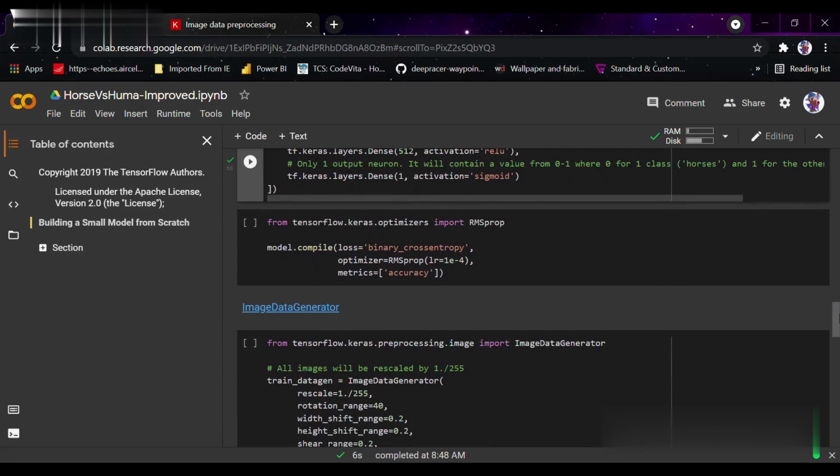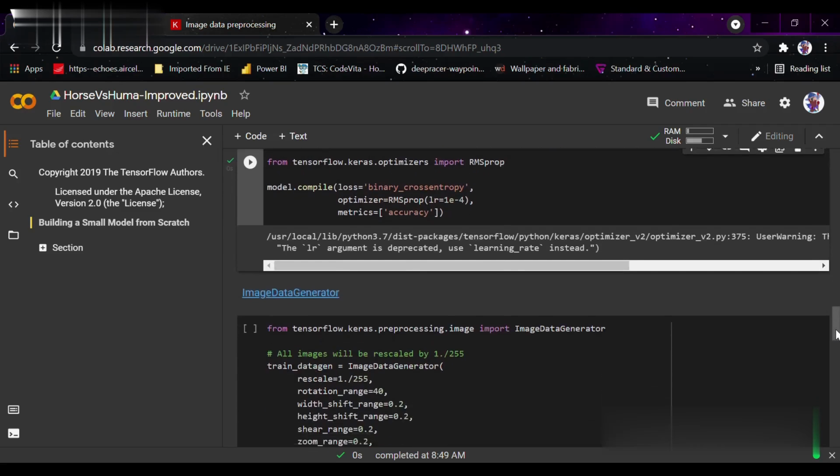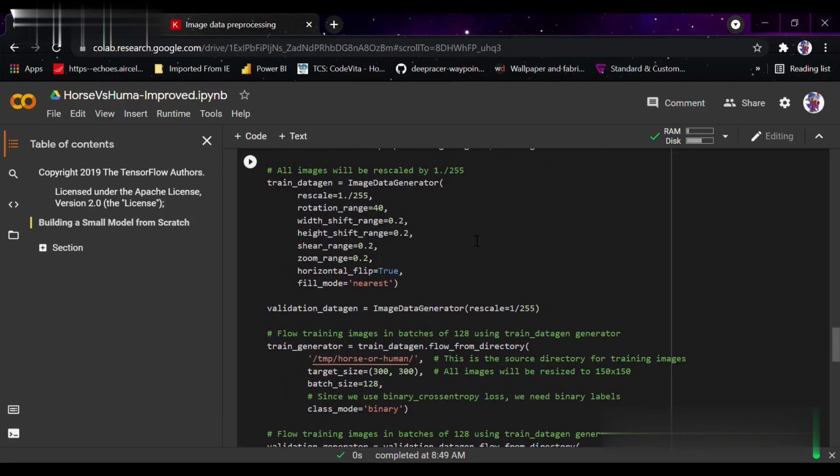So then I would be defining my loss function and optimizer. I have put the learning rate as 10 raised to the power minus 4 here, and you can even do that with Adam as I told you in the previous video. It's totally your choice. And then here comes the main point, which is the image data generator.